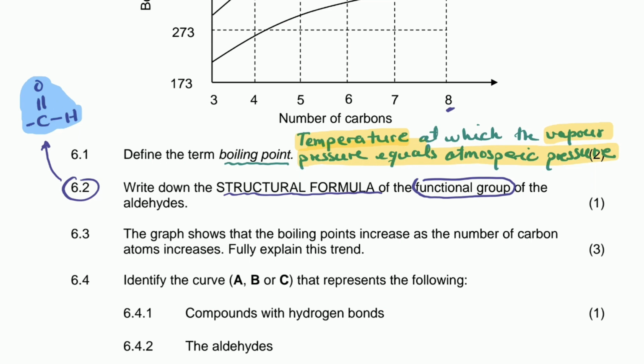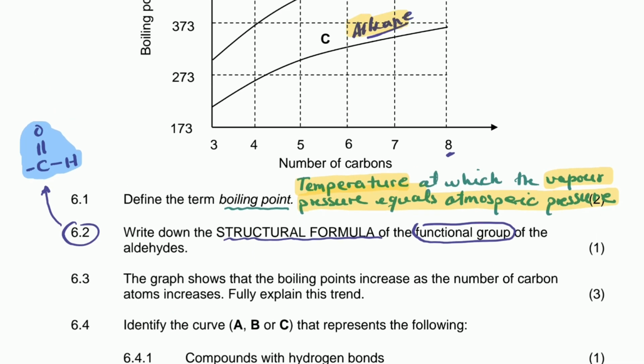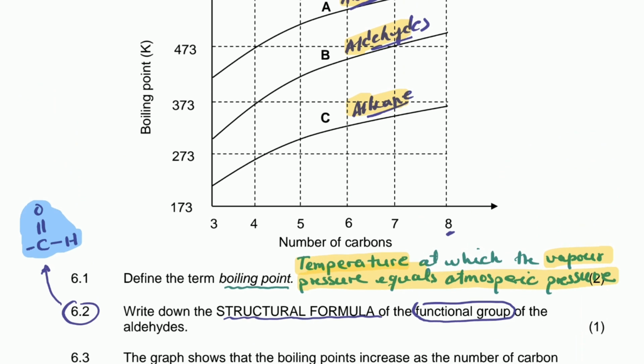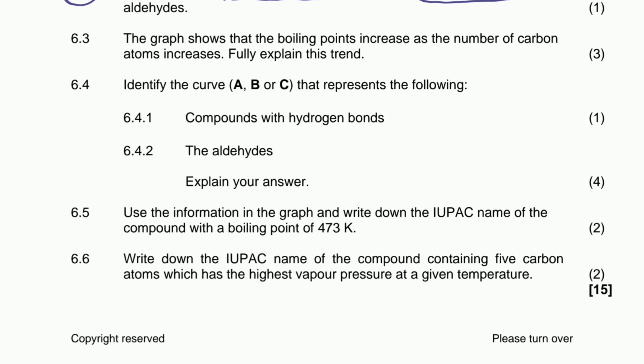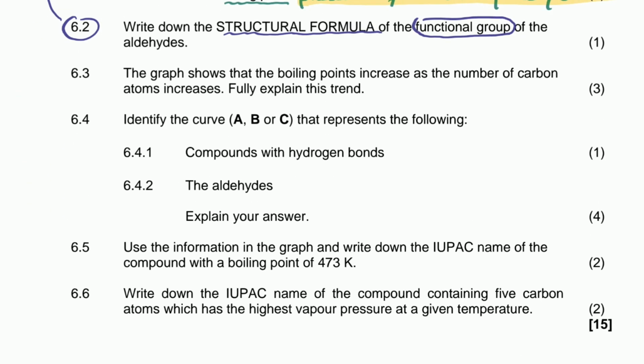Question 6.3. The graph shows that the boiling point increases as the number of carbon atoms increases. Fully explain this trend. Now, they are not talking about the increase of the boiling point from C to A. They say for the same compound, you can see for C, the boiling point is increasing as you increase the number of atoms. You can see it here in the line going up. It's increasing, and each of them is doing the same trend. They are not talking about A, B to C to B to A. So they're talking about the number of carbon, and we're going to explain that one in the next page.